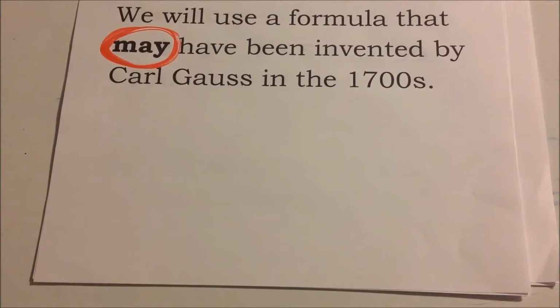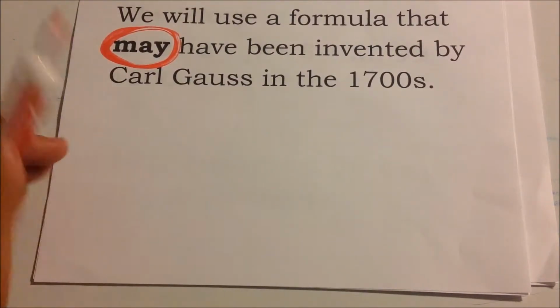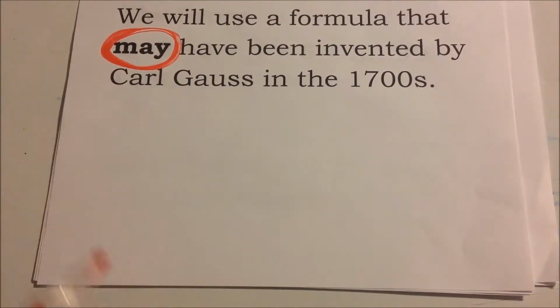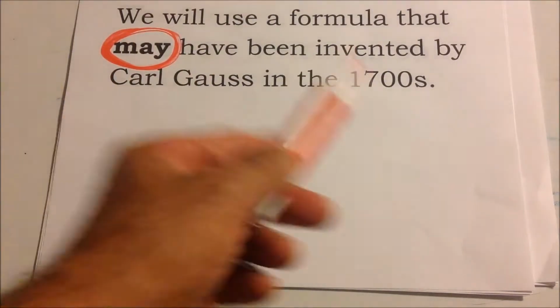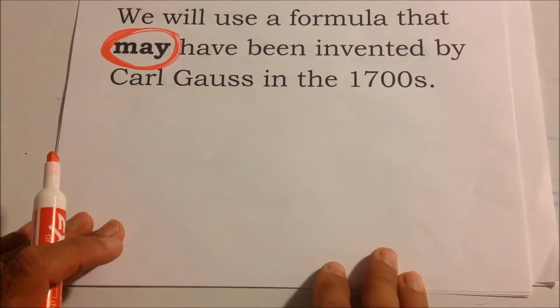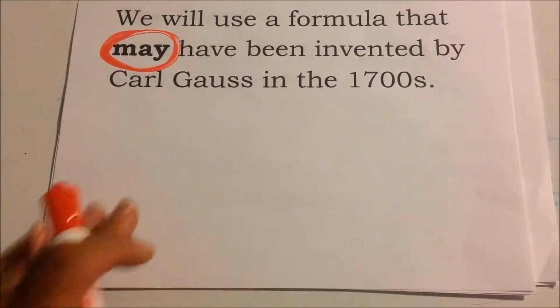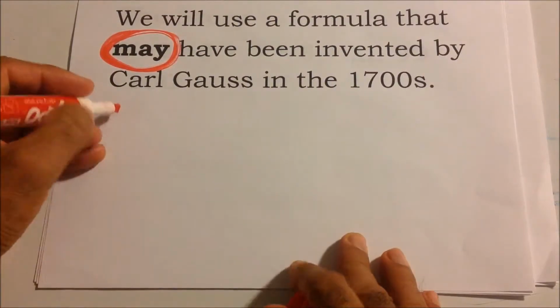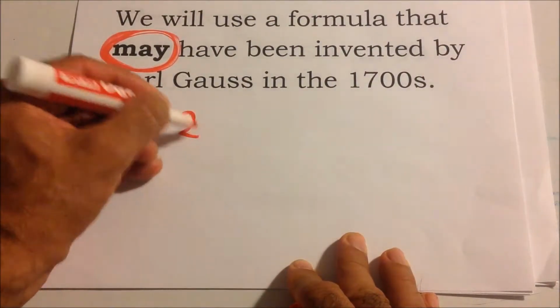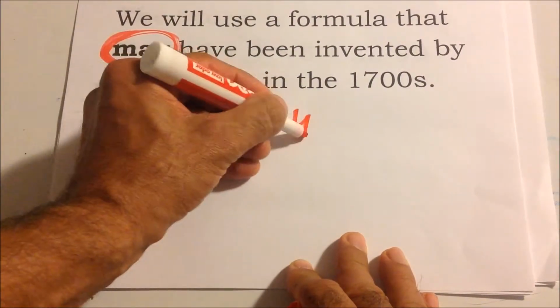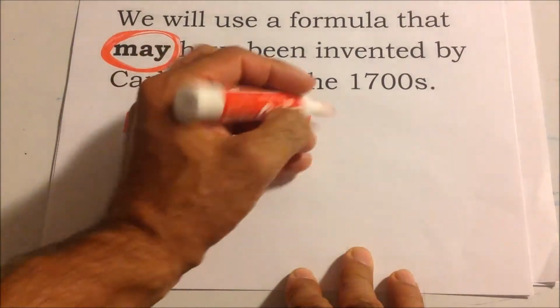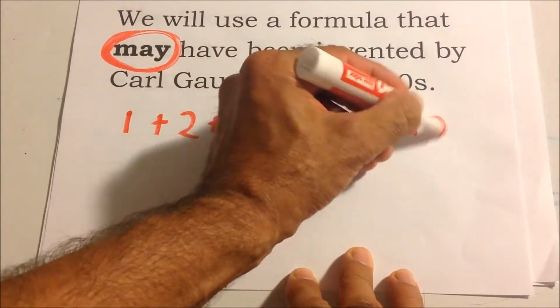And then we're going to use a formula that may, and I circled "may" because we're not sure, have been invented by a guy named Carl Gauss, who lived around the 1700s. He was a child prodigy in math. And there's a funny story. When he was in elementary school, or primary school as they called it in Germany, the teacher put a sequence of numbers, 1 plus 2 plus 3 plus 4, and wanted them to add all these numbers all the way to 100.